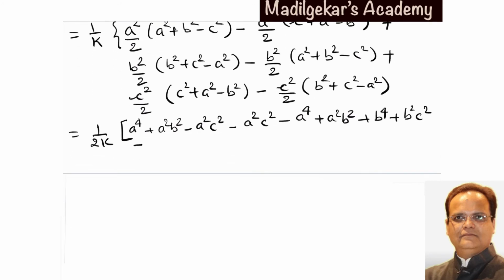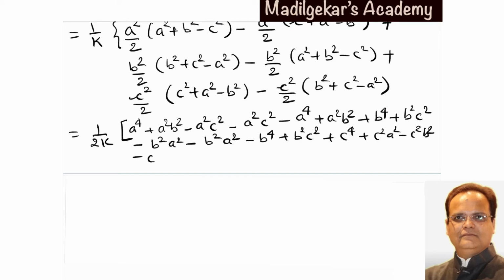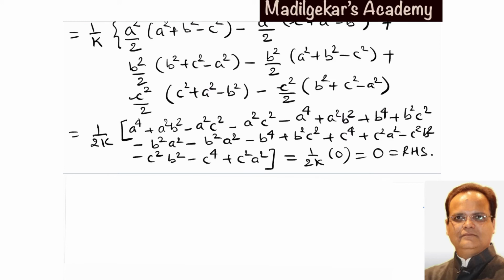b square a square, again minus b square a square minus b raised to 4 plus b square c square plus c raised to 4 plus c square a square minus c square b square minus c square b square minus c raised to 4 plus c square a square. All the terms get cancelled. We get 0. That is RHS. Hence, proved.